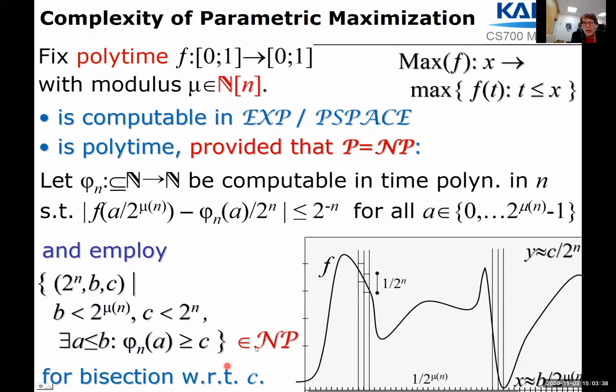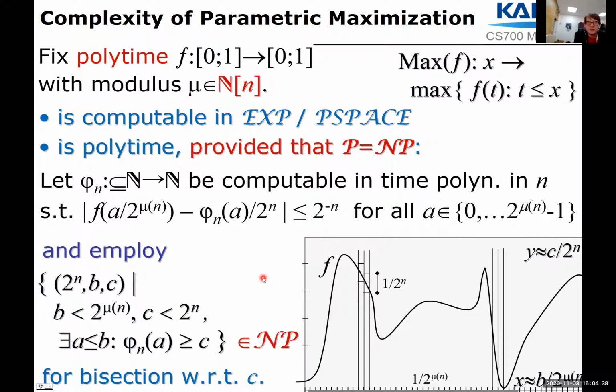So under the hypothesis that this NP problem actually belongs to P, our algorithm can perform bisection to find the largest value C where there exists a witness, an x prime somewhere between 0 and B divided by 2 to the mu of n, where the original function value exceeds that C. Because if the discrete function phi n exceeds C in value, that's the same as saying that the original continuous function exceeds C divided by 2 to the n in value, right? That's the whole definition.